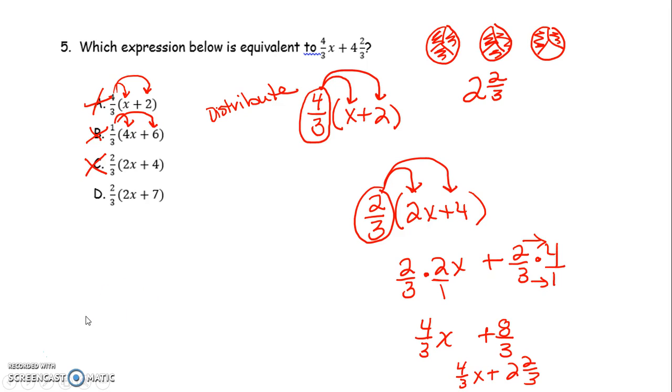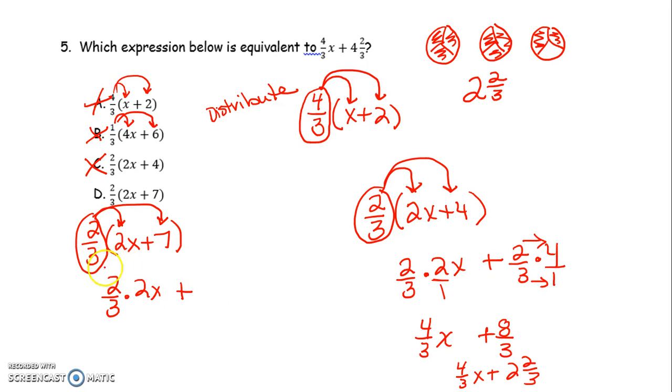So let's get some space going here. Now I'm going to do 2/3 times the quantity 2x plus 7. I'm going to distribute or multiply that 2/3 through. So I'm going to say 2/3 times 2x plus 2/3 times 7. 2/3 times 2x. 2 is the same as 2/1. Straight across the top, straight across the bottom. That gets me 4/3 x plus 7 is the same as 7/1. Straight across the top, straight across the bottom. 2 times 7 is 14.